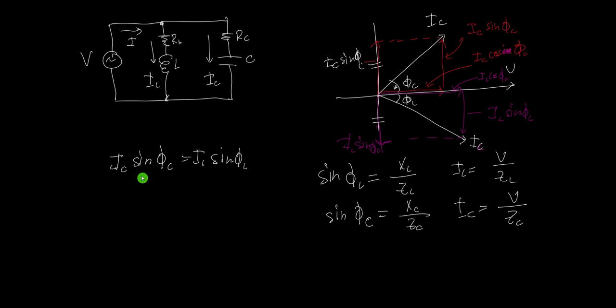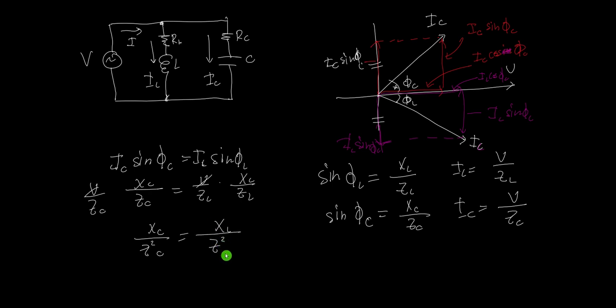Then we can now substitute this here in our equation. So IC is V all over Z sub C times sine of phi C, and that is XC all over Z sub C. And this should be equal to IL, which is V over ZL times sine of phi L, that's XL all over ZL. And we can cancel out V, so we have XC all over Z squared C is equal to XL all over Z squared L.